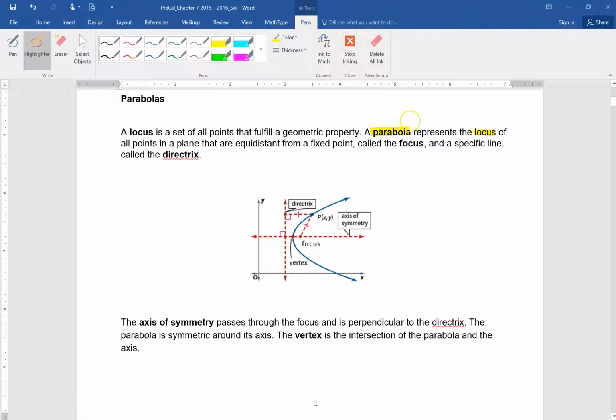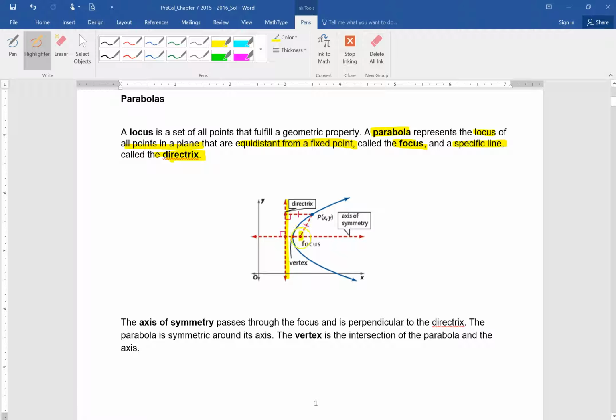All right, so a parabola is a locus of all points in a plane that are equidistant from a fixed point and a specific line. And what is that fixed point and the line? The focus and the directrix. Okay? So suppose there is this line that we're going to call directrix, and then there is a point that we're going to call a focus. If you can come up with a point that is equally far away from that line and that point, then you map that as one of your points on your parabola.